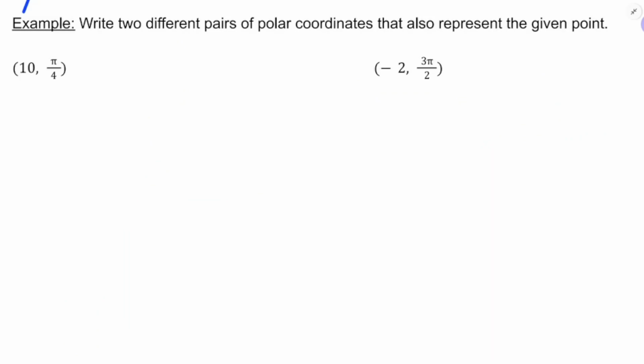Now I need to tell you something about polar coordinates. They are not unique. For a given point in the xy plane, there's only one set of x and y coordinates that describes that point. But that is not the case for polar because of the repetitiveness of the unit circle.